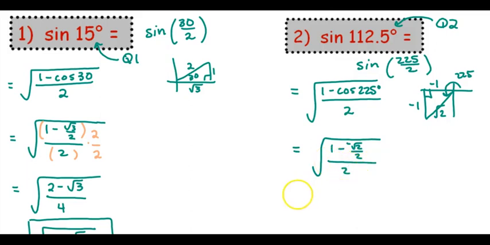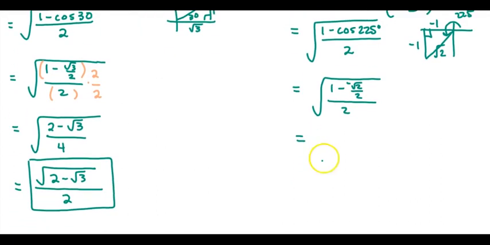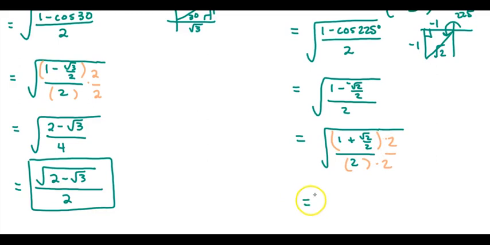So we plug that in and simplify. So right now we have the square root of 1 plus square root 2 over 2, all over 2. And just like we did with the last problem, let's multiply the numerator by 2 and the denominator by 2 inside the fraction, or inside the radical, I mean.